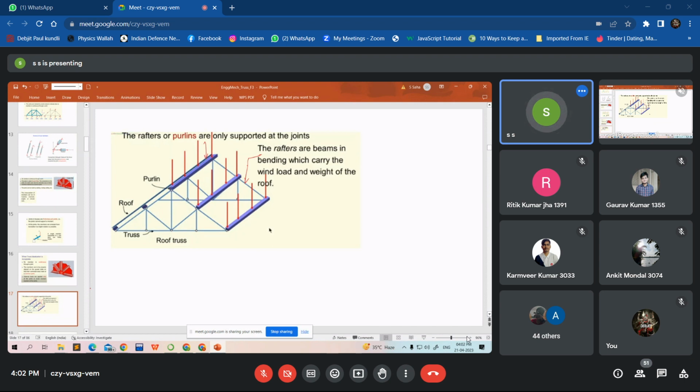Here the horizontal members are purlins, and you can see the inclined members are rafters. This is just for the terminology.